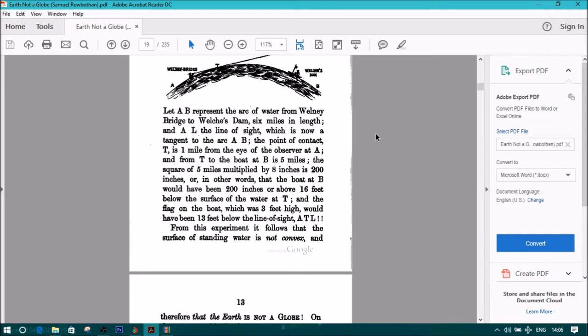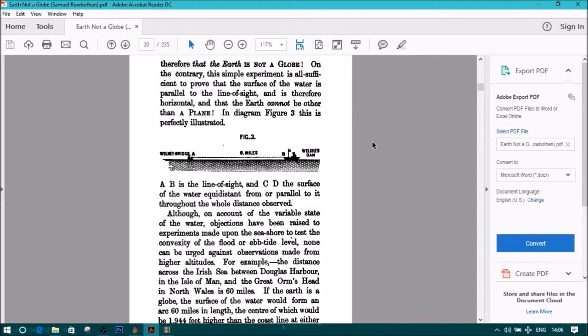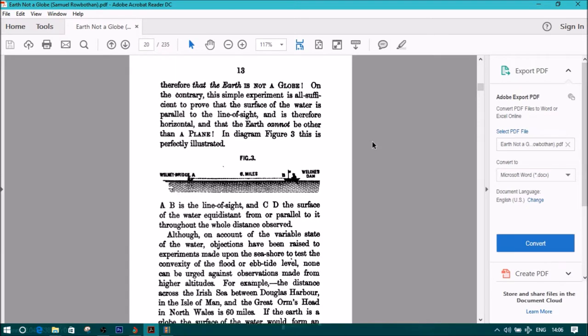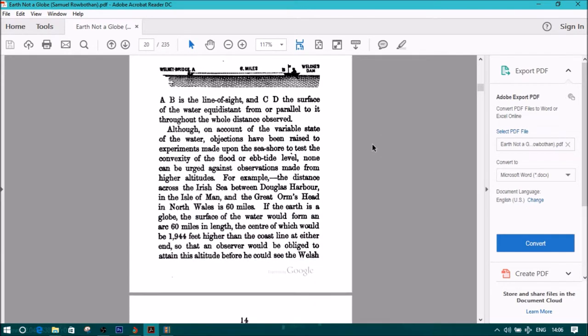On the contrary, this simple experiment is all sufficient to prove that the surface of the water is parallel to the line of sight, and is therefore horizontal, and that the Earth cannot be other than a plane. In diagram figure 3, this is perfectly illustrated. Picture 3: AB is the line of sight, and CD the surface of the water, equidistant from or parallel to it throughout the whole distance observed.